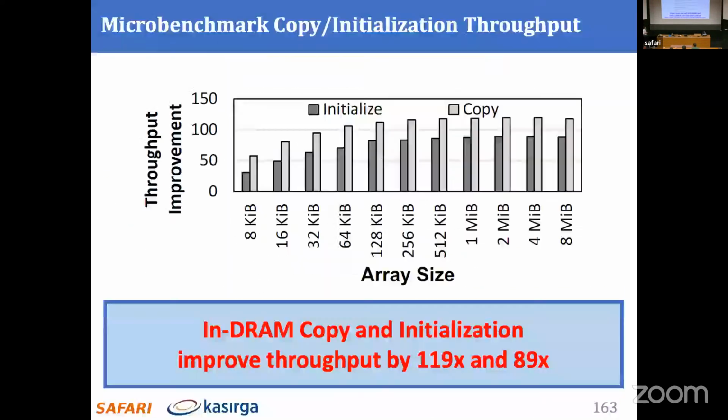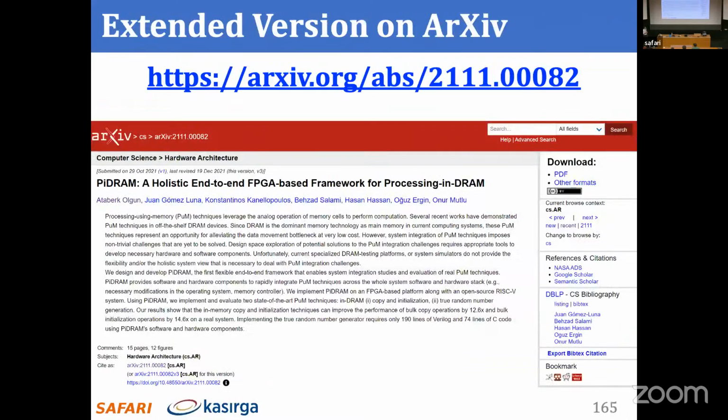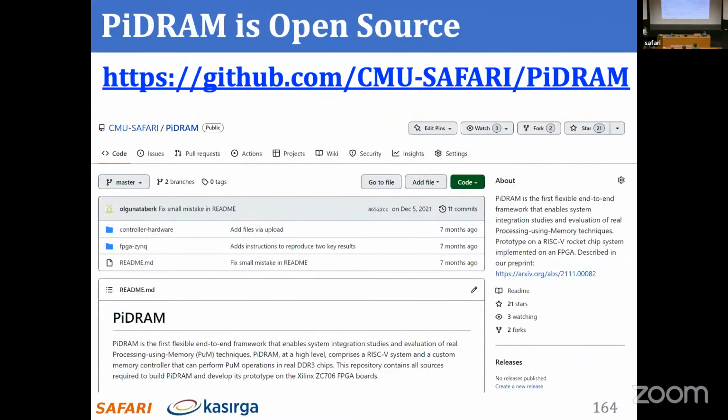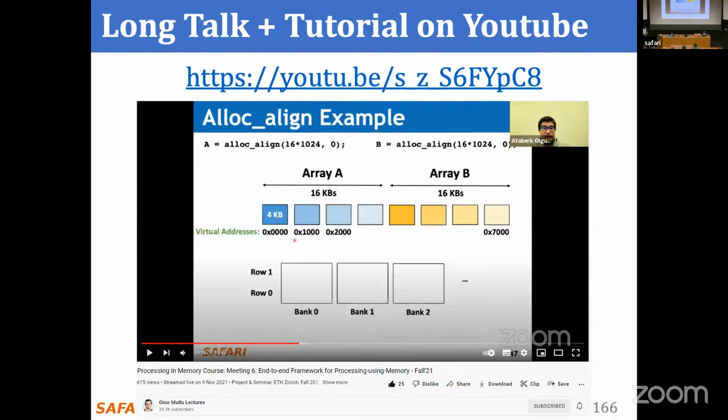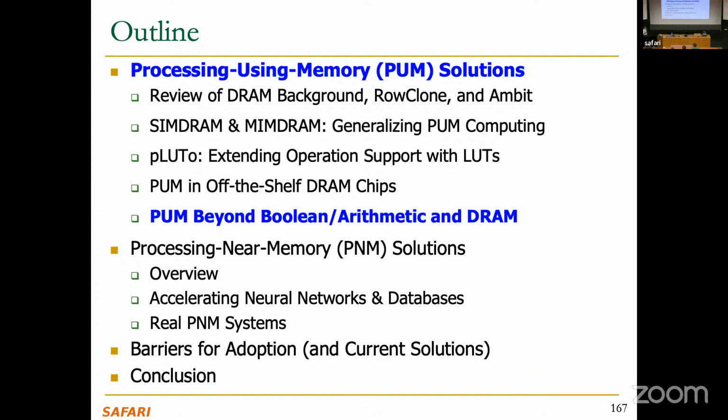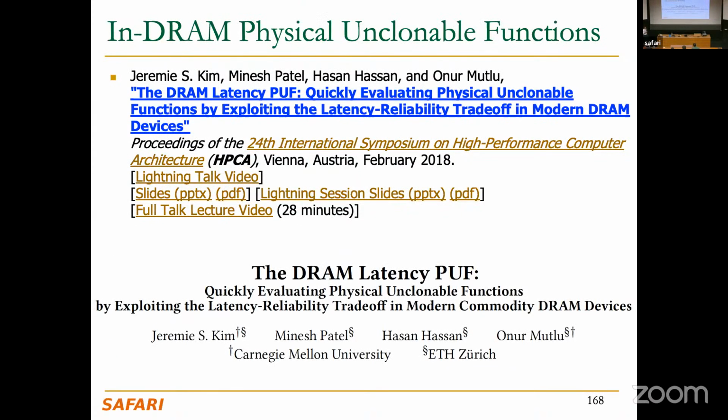And this is open source, and we implemented some of those row copy operations over there, and then we see that we can actually do RowClone and improve performance of some real applications using real DRAM chips. And again, all of this is available online, and you can check Ataberk's tutorial on this online.